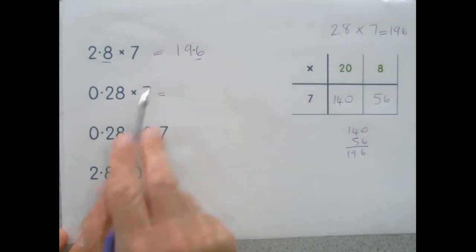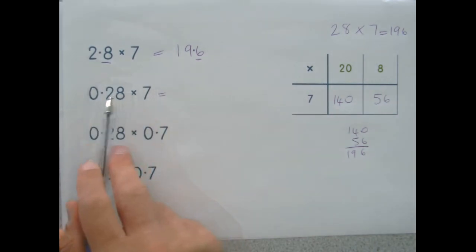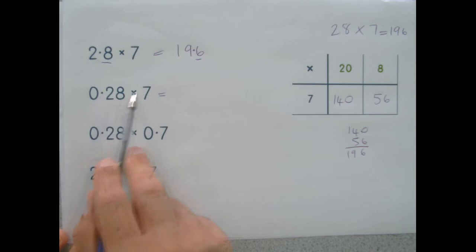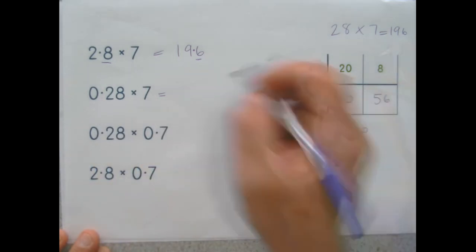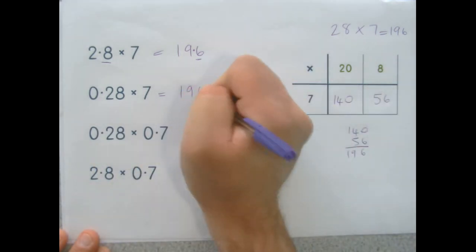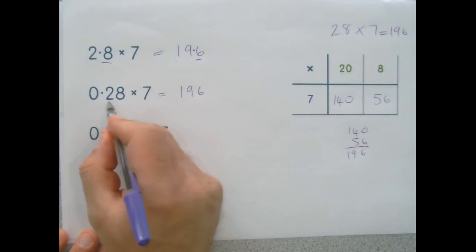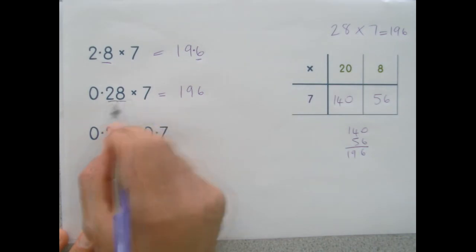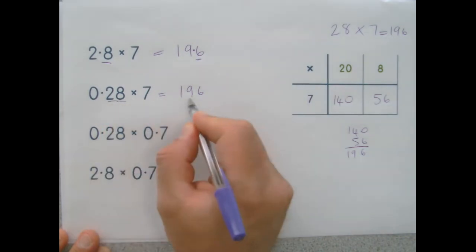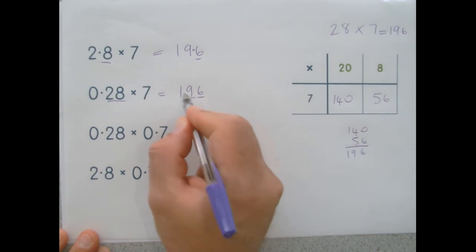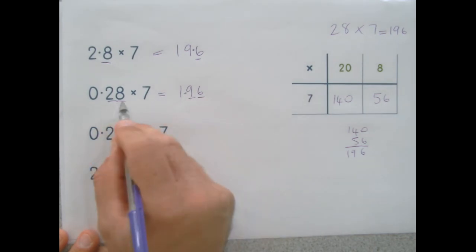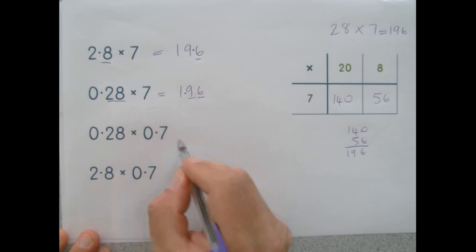Now, again, you can see the nature of this question. If I ignore the decimal point, I've got 28 times 7. So again, I'll write down my answer there, which is 196. This time, let's count how many decimal places. There are 2 decimal places, which means we've got to have 2 in our answer. The decimal point's going to go here. 2 decimal places in the question, 2 in the answer.